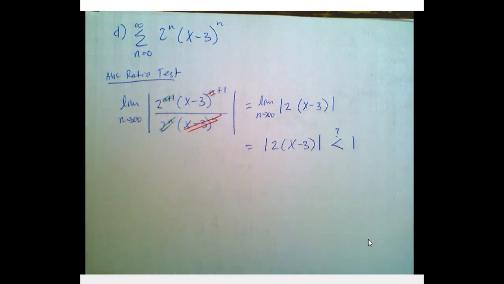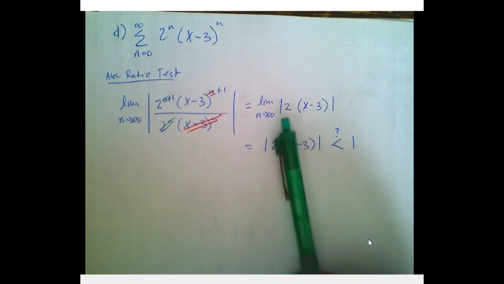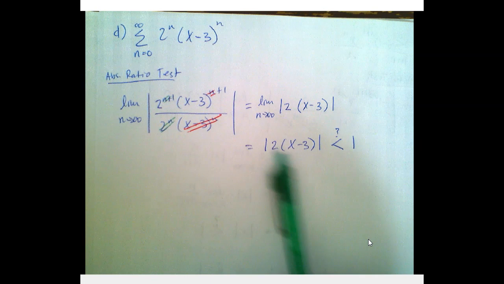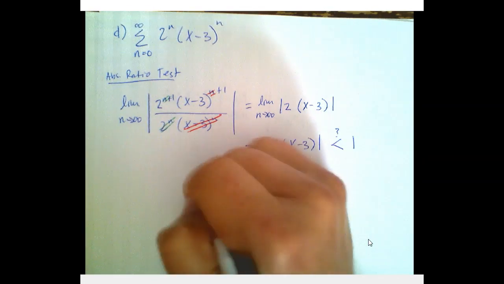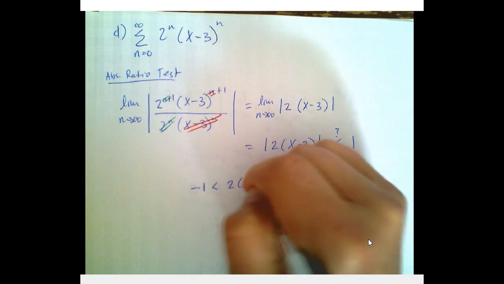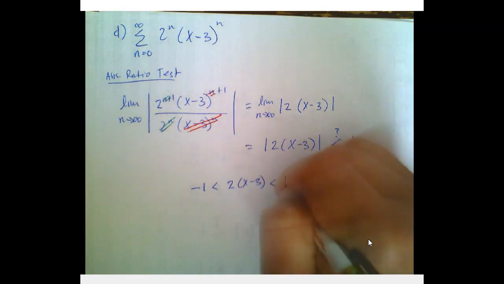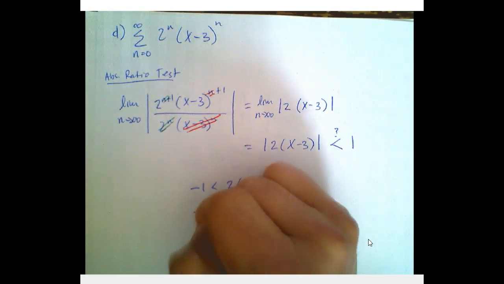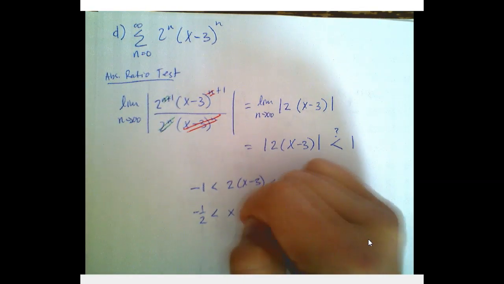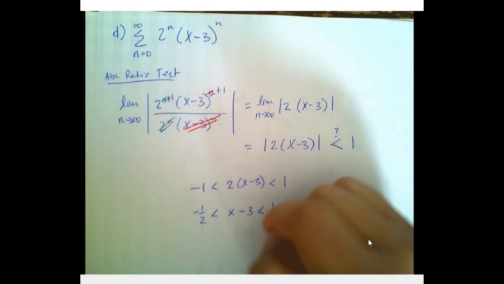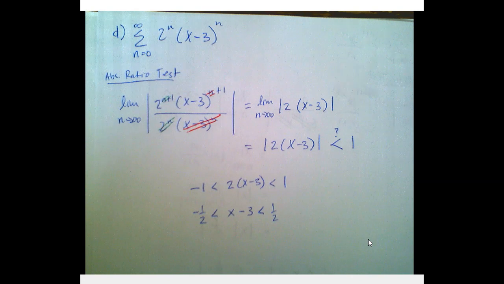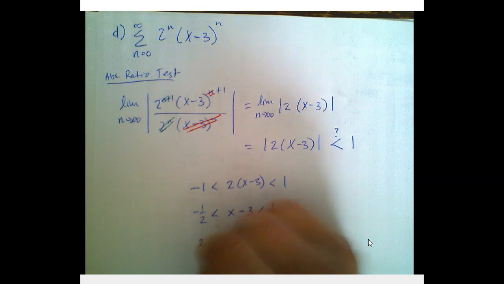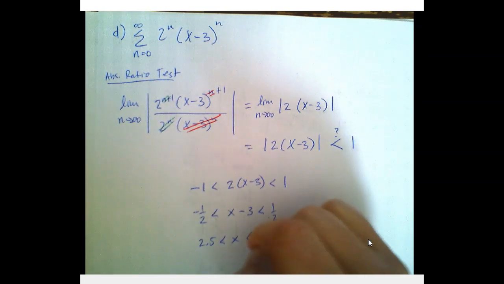So, recall how we solve this absolute value inequality: the values in here must be in between negative 1 and positive 1. So, 2x minus 3 less than 1. And then we just solve this. So let's divide by 2 on all three sides. Negative 1/2 is less than x minus 3, which is less than positive 1/2. Then we add 3 to all three sides, so this would be 2.5 less than x less than 3.5.